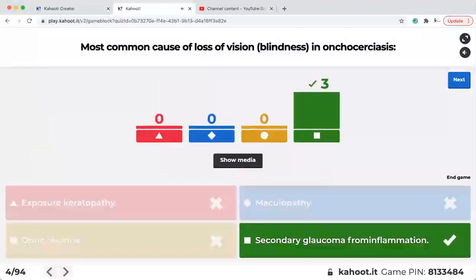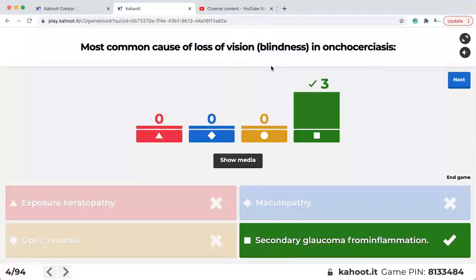Okay, 3 of you answered it right. The first question that appeared in the advanced 180 exam is about the most common cause of loss of vision or blindness in onchocerciasis. This question also appeared in the advanced 115 and we discussed it last week. So let us repeat it for those who didn't attend the last course.